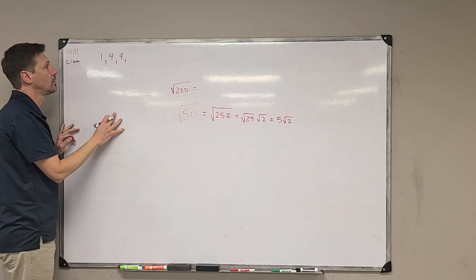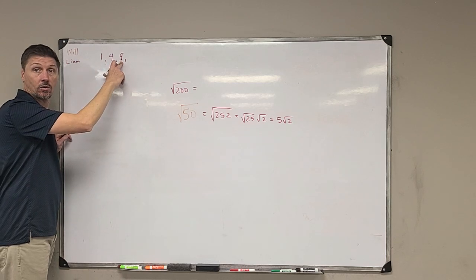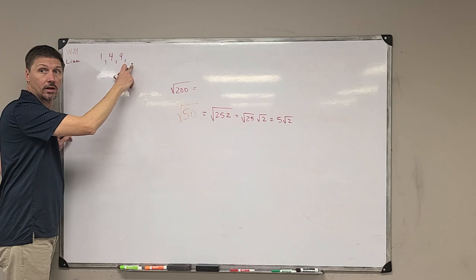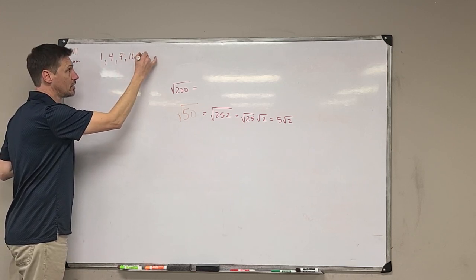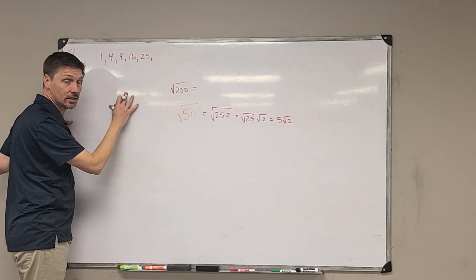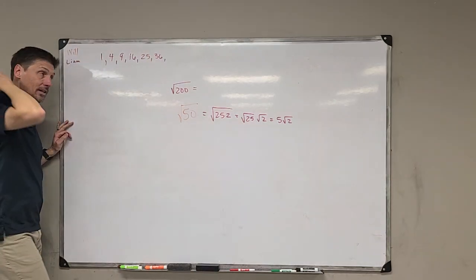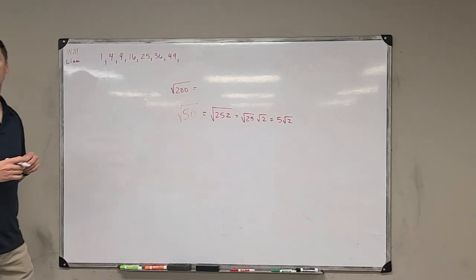This is 1 times 1, 2 times 2, 3 times 3, 4 times 4 is what? 16. 5 times 5? 25. 6 times 6? 36. 7 times 7, 49. I thought I was done with my times tables.